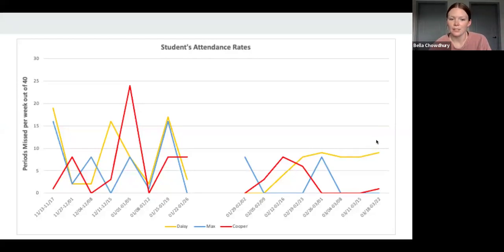As well as Cooper, for example, was a good one to look at. They had missed quite a lot in the prior 8 weeks before intervention, really up and down, and then during intervention, hit 0 periods missed for 3 weeks straight. So there was definitely some improvement there.